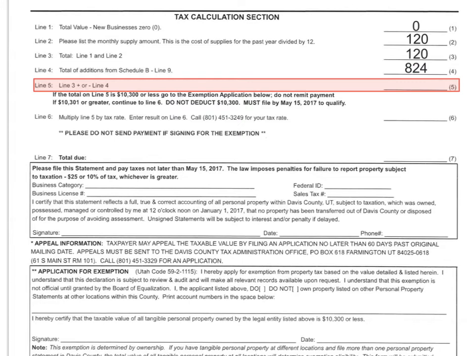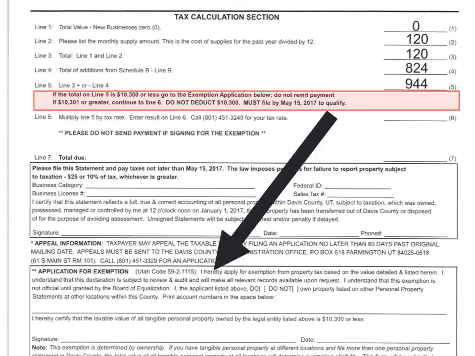Line 5 is the total of lines 3 and 4 together. In this example, we will add $120 to $824 for a total of $944. In this example, the $944 is below the $10,300 exemption level. If your total on line 5 is $10,300 or less, you qualify to take the exemption from tax.